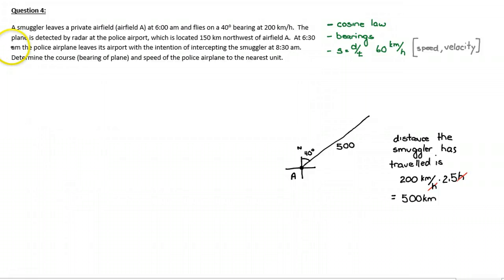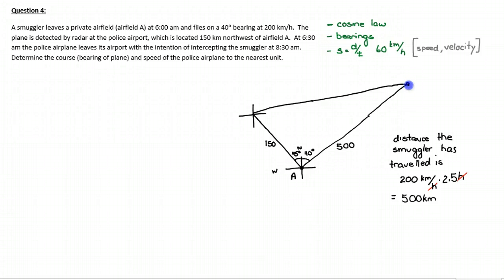So the police station is located, it says, 150 kilometers northwest of airfield A. So northwest is going to be this direction, and we know this is 150. And if it's northwest, northwest is going to be partway between north and west. So that means the angle there will be 45 degrees. Let's make this a little bit longer. So I now run this line across here. There we go.